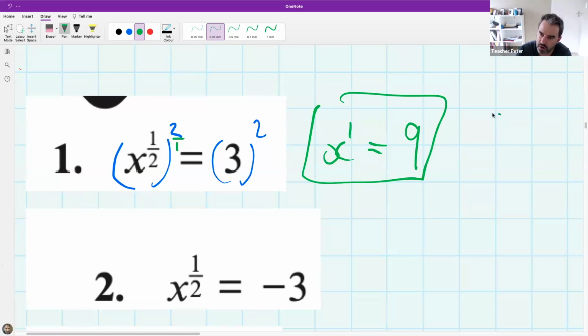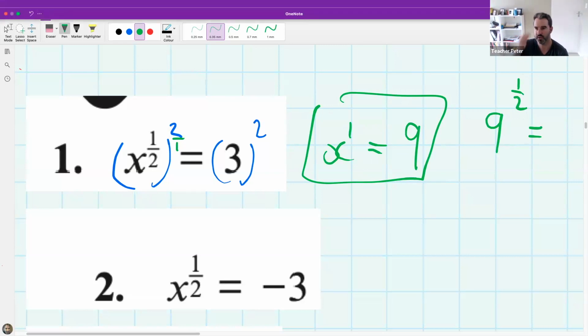So will that work? Well, put in your calculator 9 to the power of a half. I'll wait. What do you get if you put in your calculator 9 to the power of a half?